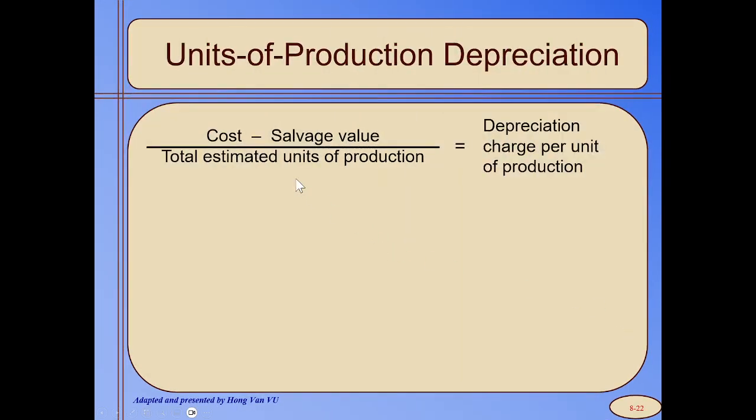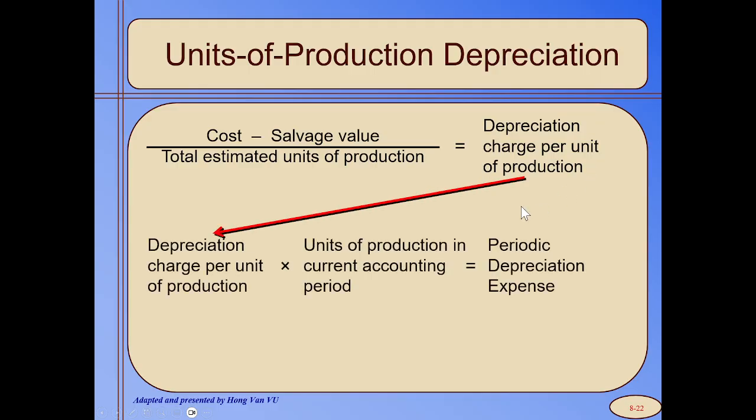Under the units of production method of depreciation, we first calculate the depreciation charge per unit of production. To do this, we divide cost less the salvage value by the total estimated units of production, and we get the depreciation charge per unit of production. Second, to calculate the depreciation expense for the period, we multiply the depreciation charge per unit of production by the number of units actually produced during the accounting period.